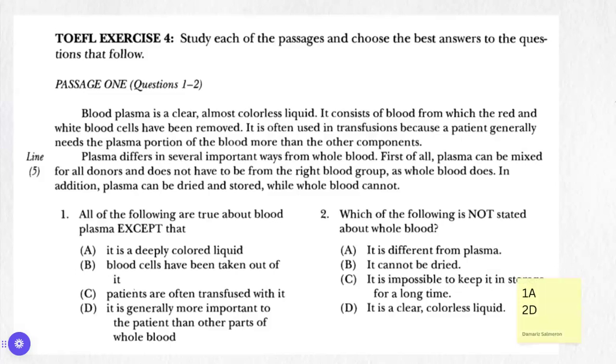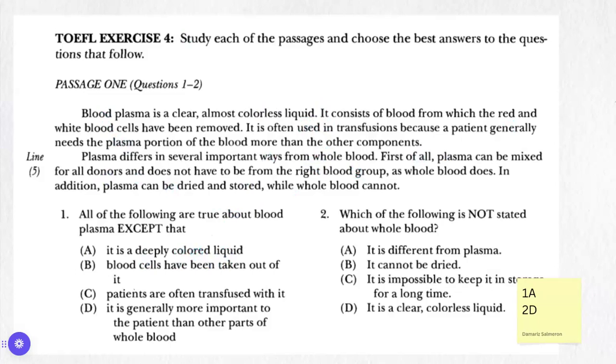The correct answers are 1A and 2D. It is a deeply colored liquid. Now, if I check the text, I know that in none of the paragraphs do they mention anything about a colored liquid. They don't mention that it's a colored liquid. They talk about red and white blood cells. They talk about how they can be mixed, etc. But it never mentions that it is a colored liquid.